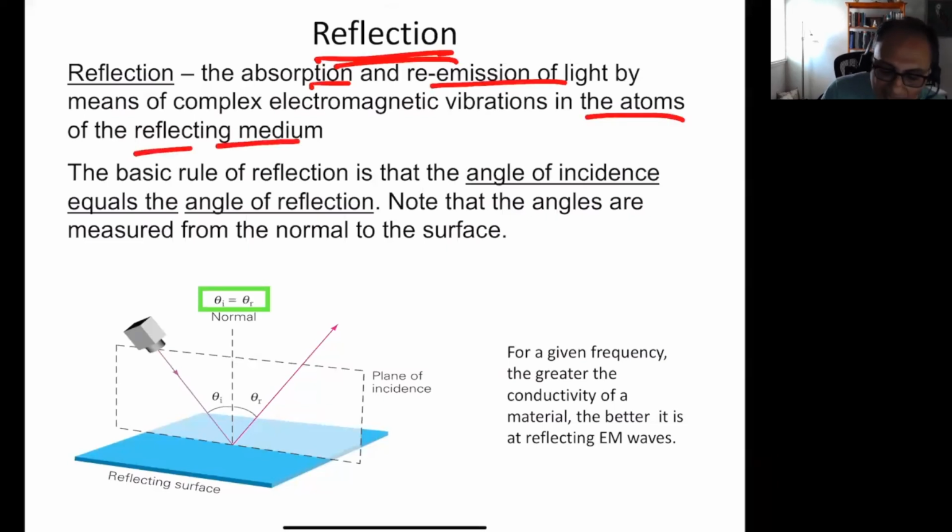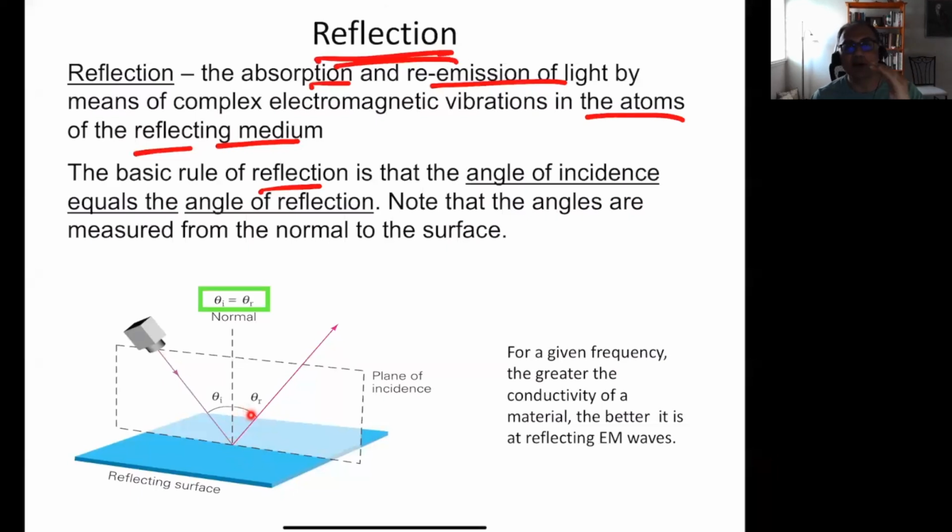Now, the basic rule of reflection is the angle of incidence equals the angle of reflection. Generally you always draw a normal to the surface. So this is the normal to the surface. All these angles of reflection, refraction and incidence are always measured with respect to the normal. This angle right here is called the angle of incidence. It's the angle made by the incident ray of light to the normal. And this angle right here is the angle of reflection. It's the angle made by the reflected ray to the normal.